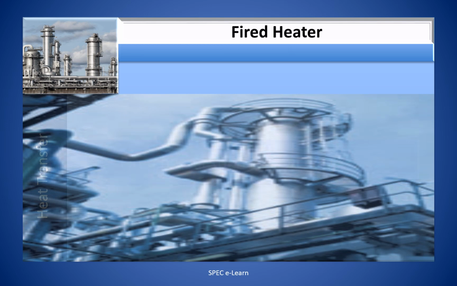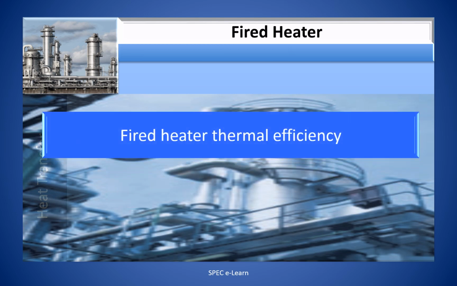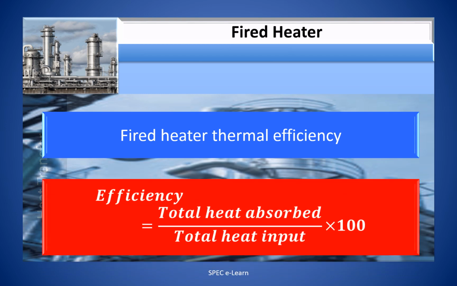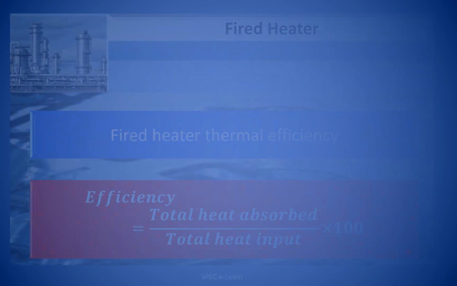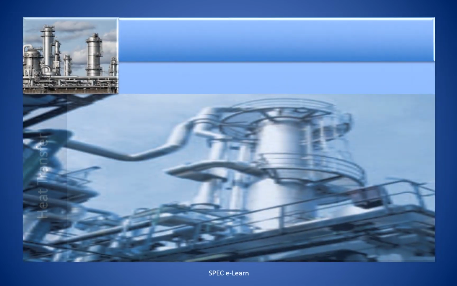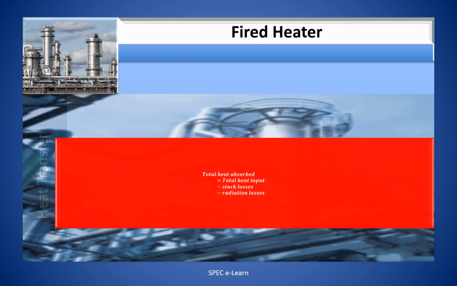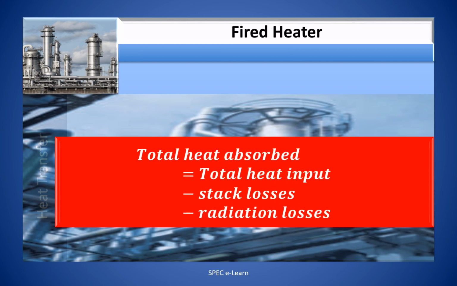Fired heater thermal efficiency. Efficiency is expressed as total heat absorbed divided by the total heat input. Total heat absorbed is total heat input minus stack losses minus radiation losses.